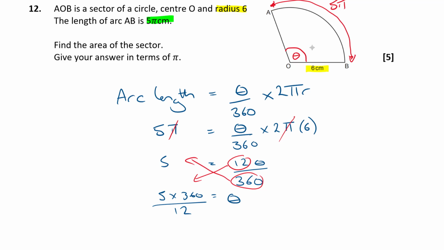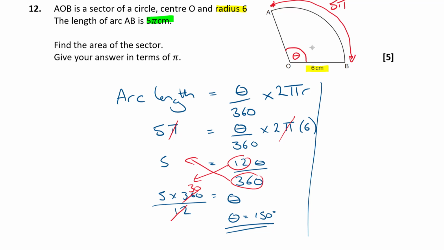I'm tempted to do the division first because that's going to leave me with an easy number to multiply. So how many times does 12 go into 360? Well, 12 goes into 36 3 times. So 12 must go into 360 30 times. So then theta then is going to be 5 lots of 30, which is going to be an angle of 150. So then theta equals 150 degrees. Okay, so now I know what theta is, I should be able to work out the area.